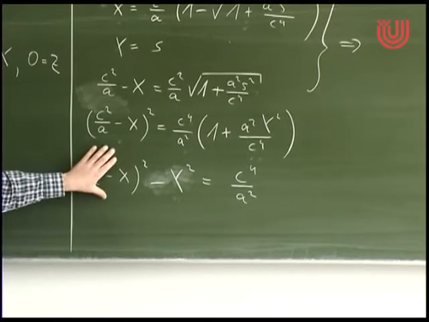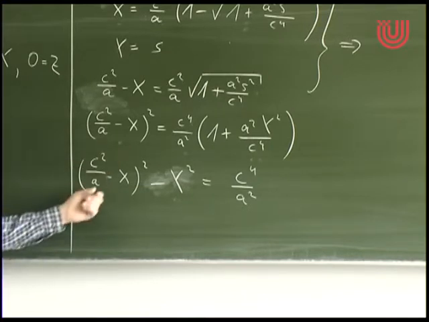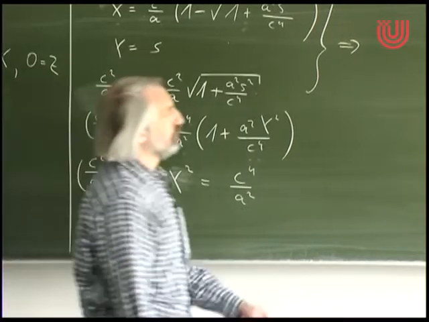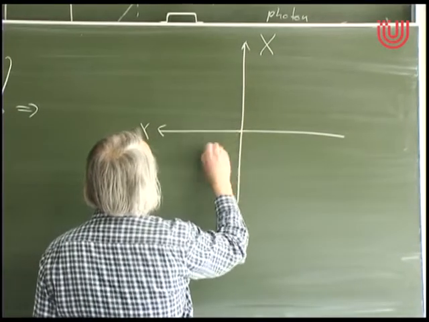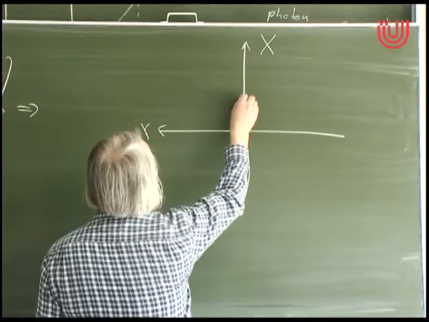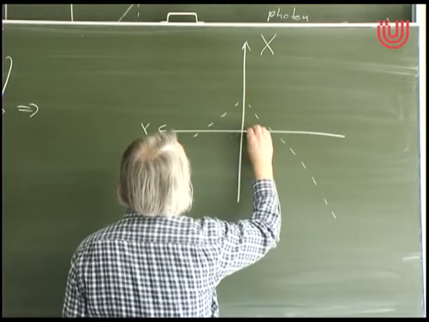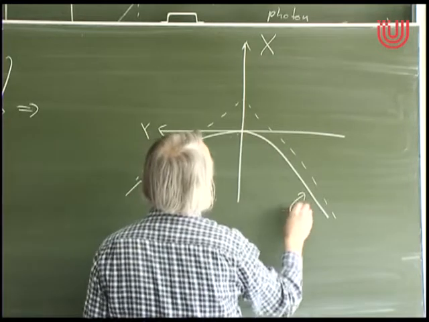Well, if we had just this here, what would this be? X squared minus y squared is a constant. What would this be? Hyperbola, yes. And what's happening here is just that the origin is shifted. Why is it still a hyperbola? It's not a hyperbola which has asymptotes in this way, but rather the asymptotes are shifted. So it's something like this, and it goes through this point. So it's a hyperbola.